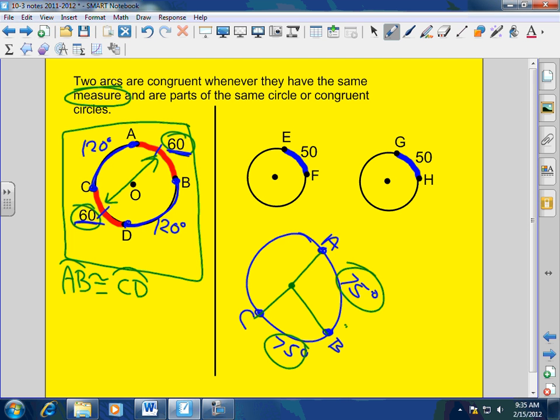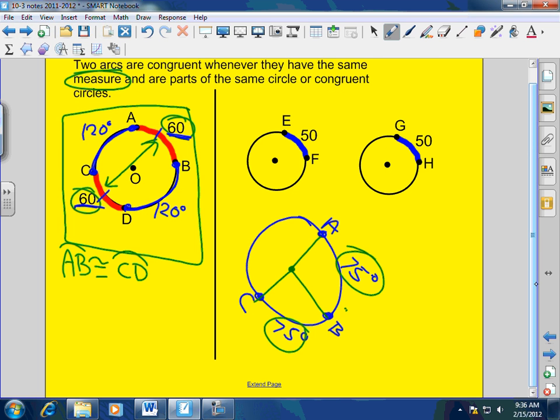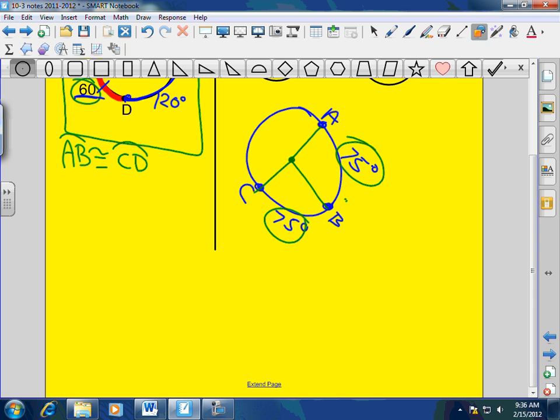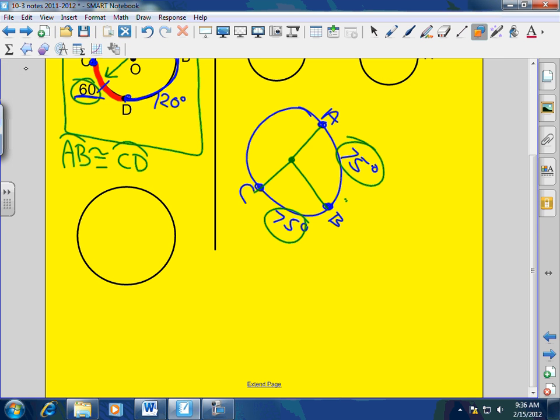Yes? How would you put CD to the left and therefore arc AC would not be to prove that AC was congruent to BD? Okay. The question here was, I'm a little bit confused. You're confusing me. Come up, please. Go ahead and do your best and explain it to me because I have no idea what you're saying.